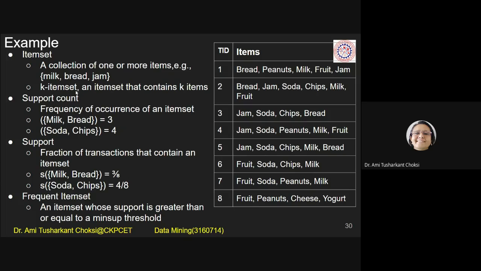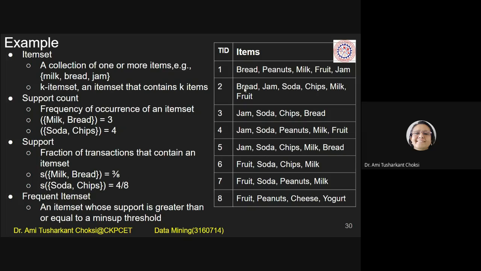Now we want to find the support count, which is the frequency of occurrence of the item set in the transactions. Let us say we have the item set with milk and bread. What is the support count of milk and bread? What we have to do is find the transactions wherein milk union bread is there.